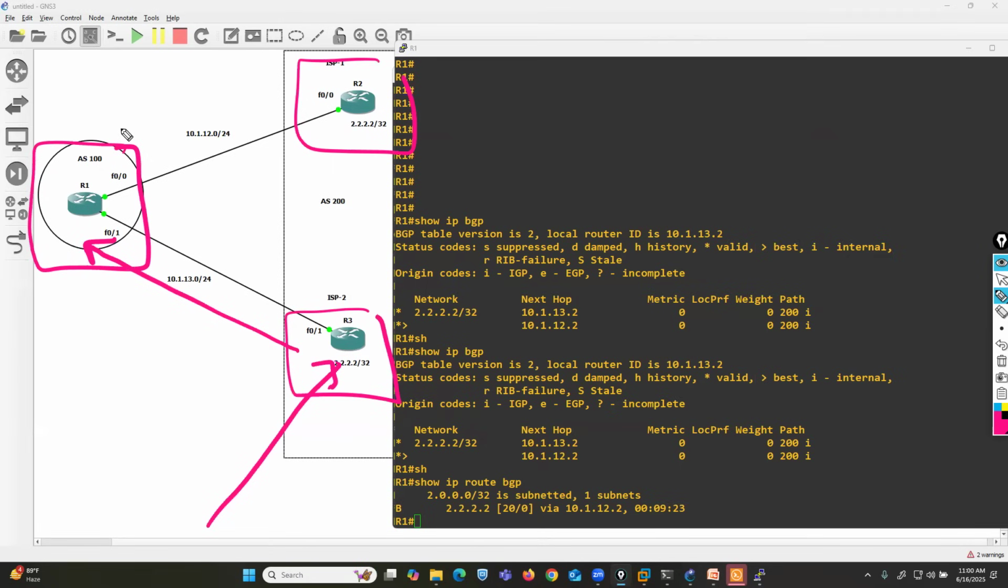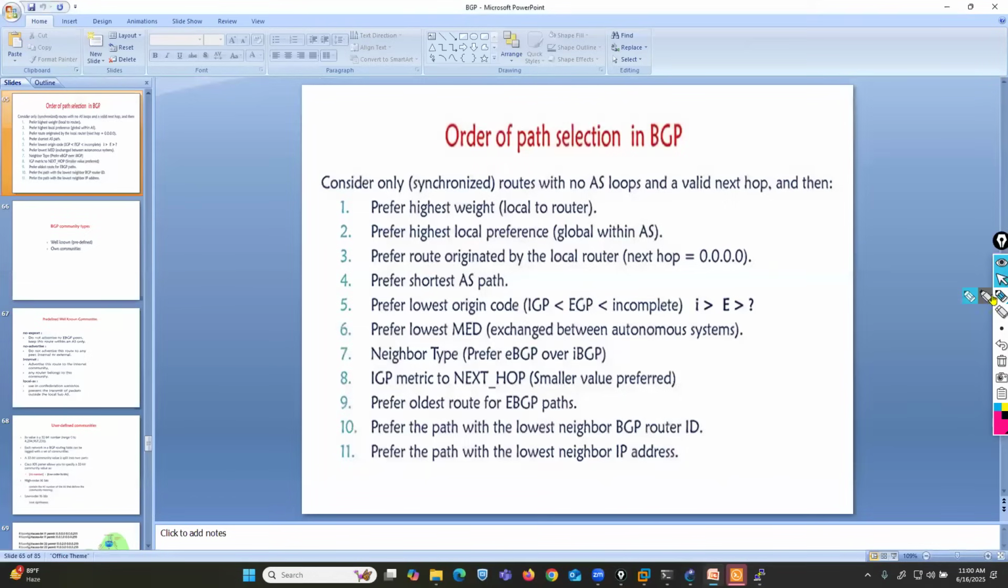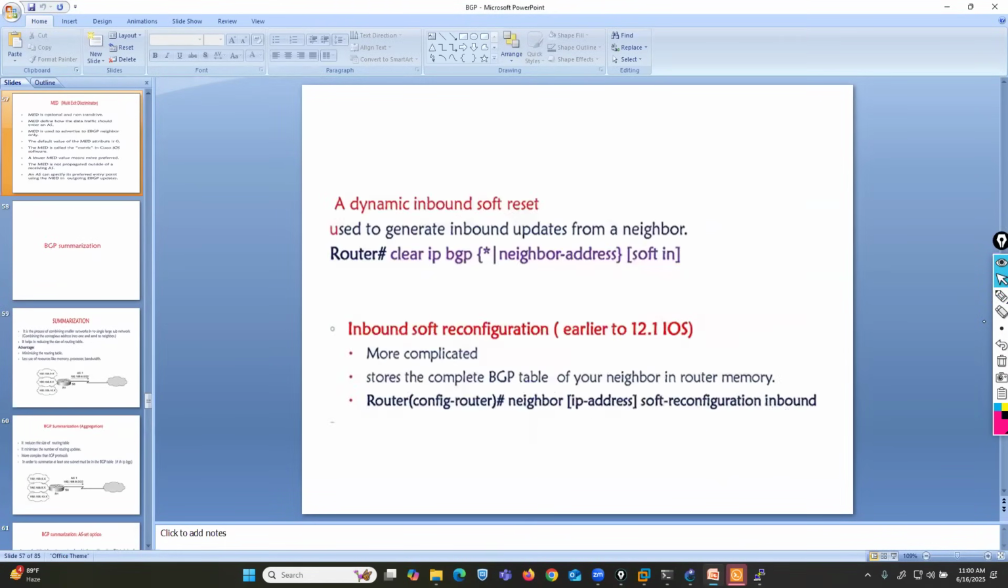If my manager says I want to use this route to reach 2.2.2.2, and I don't want to use the other route, I cannot go to the ISP2 router. I cannot change the router ID. I cannot change the other route. Not possible. I can only do the configuration in my router. So what can I do here? I can use the weight attribute. What is the weight attribute?